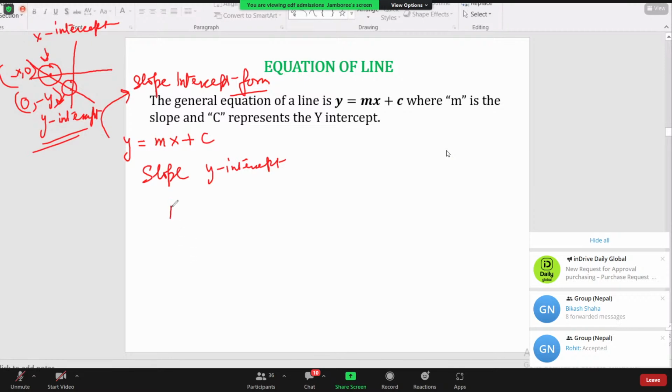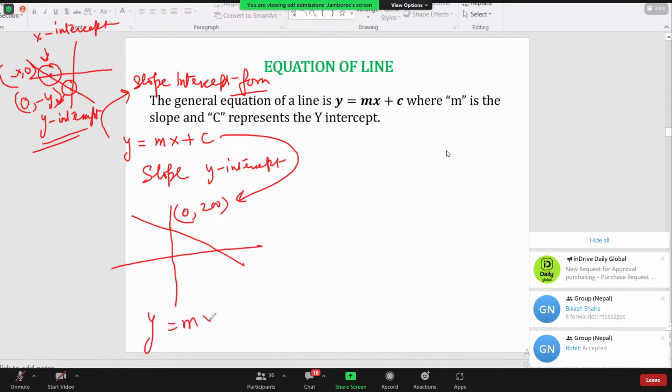So what we are trying to discuss is that if there is a line given to us like this, and this coordinate is given to us as 0 comma 200, then directly the y-intercept of the line will be 200, and I will say the equation of the line is y equals mx plus 200. So you can directly place this value 200 out here. So just be conscious about this fact.